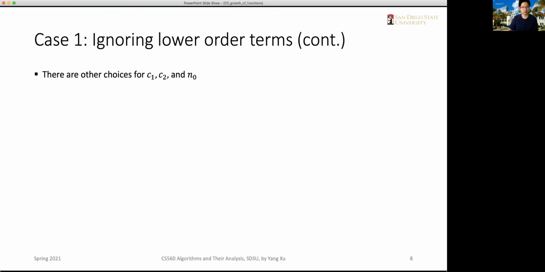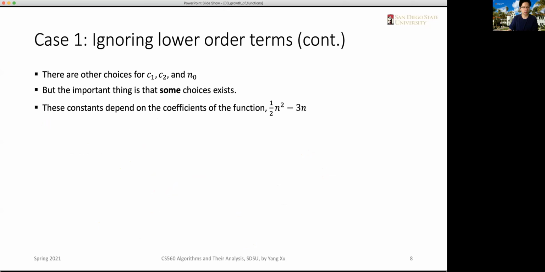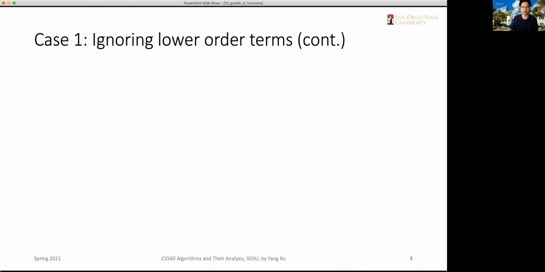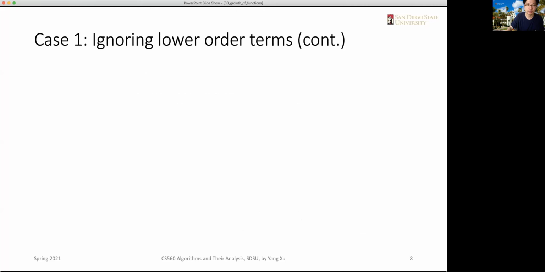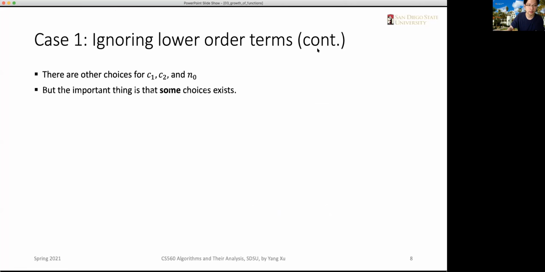So let's see how we can ignore lower order terms. This is a follow-up for the conclusion for case 1. The choices for C1, C2, and n0 are not the only ones. In this proof, we chose C1 equals 1/14, C2 equals 1/2, and n0 equals 7. Of course we can also say C1 equals 1/15, or C2 equals 1, or n0 equals 7. There are multiple choices. The point is that we want to prove the existence of these constants. It is the existence of these constants that really matters.